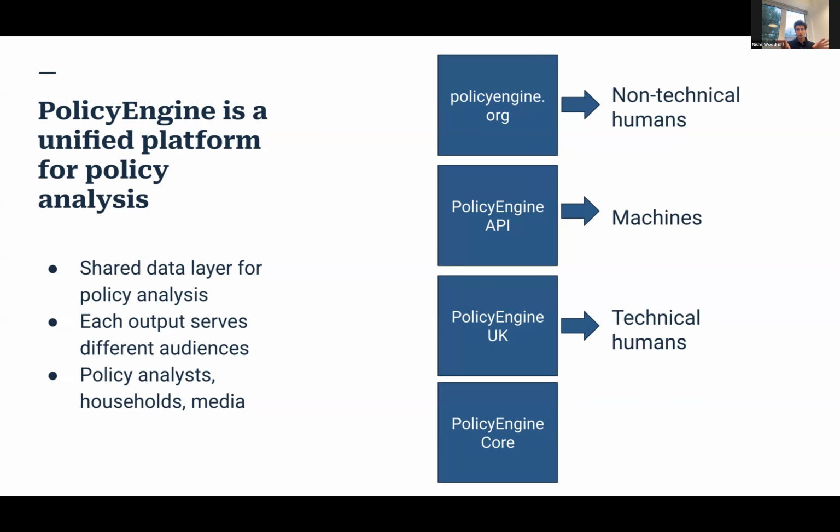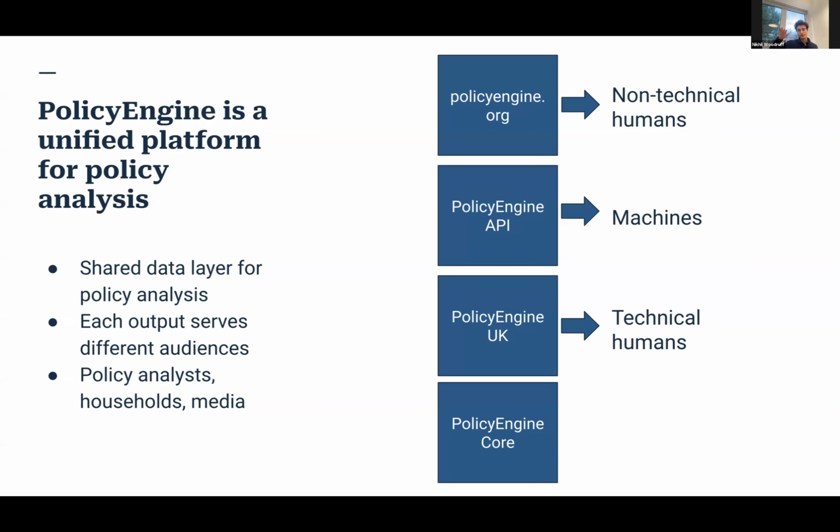A level down, we've got the PolicyEngine API. So if there are any machines on this call, you can plug into a household, send us a short description of that household in a file, and we will throw back the benefit and tax expanded version of that household.